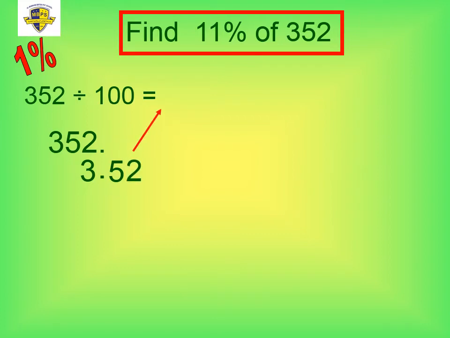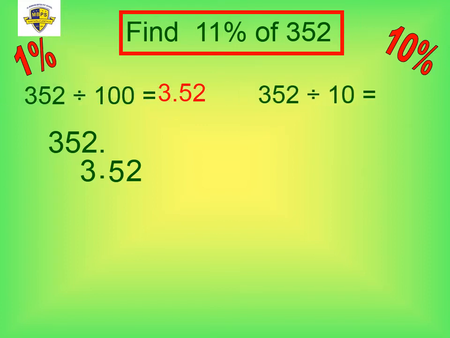To make 11%, we need to find the 10% now. Let's find 10%. Who can tell me what is the rule? To find 10% of any number, we divide this number by 10. Excellent. So let's divide 352 by 10. The answer will be 35.2.